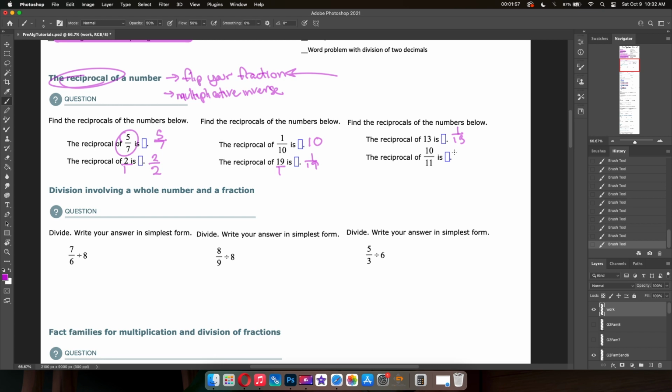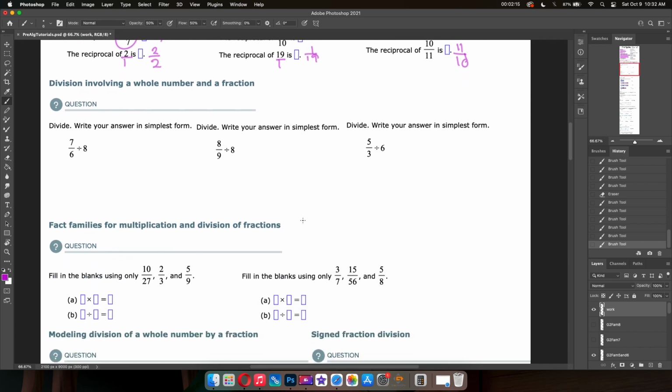And then there's a whole actual fraction, so we're going to flip that to 11 over 10. That's a terribly written 3. So that's what reciprocals look like. And now that we know what it is, now it's time to talk about what it does.